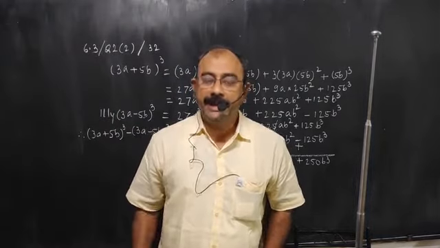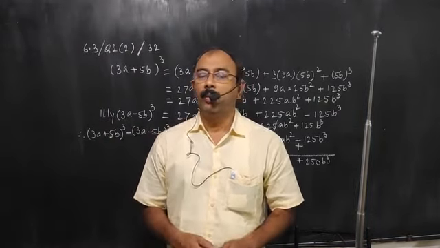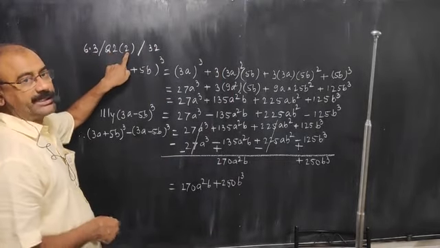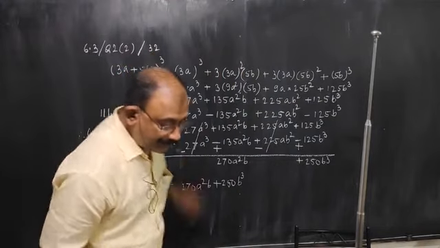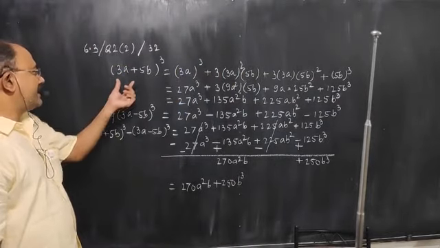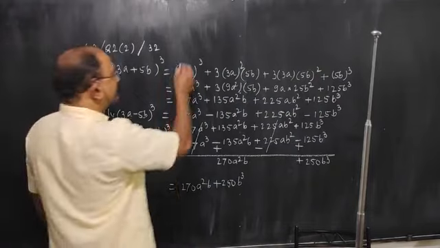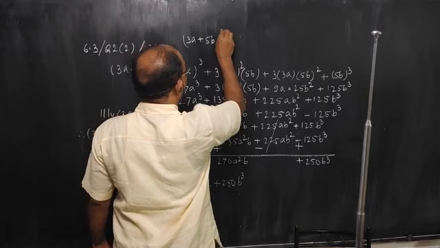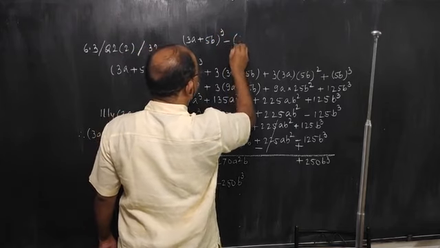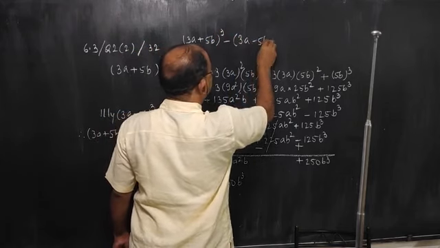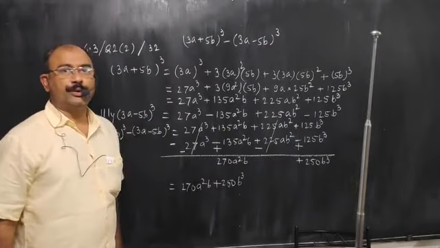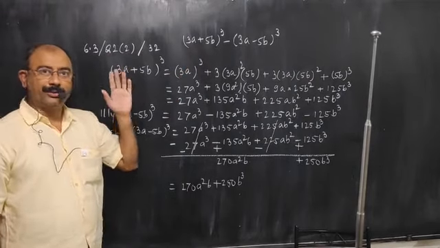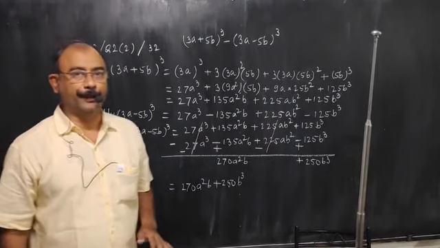Hello children, let me explain to you one example from exercise 6.3, question number 2, sub question number 2, given on page number 32. The question says simplify (3a plus 5b) whole cube minus (3a minus 5b) whole cube. So what are we going to do? We will expand one bracket using the formula of (a plus b) whole cube.